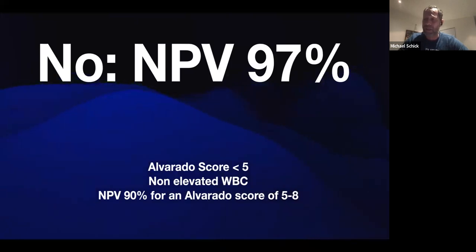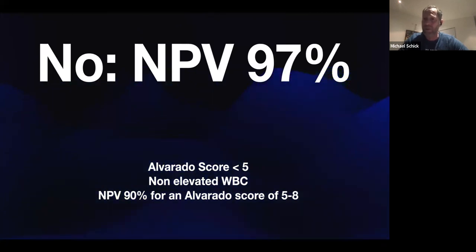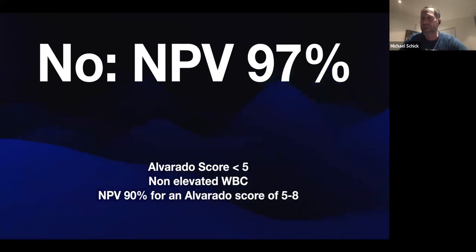This was actually really significant for me, because I would have all these cases all the time where they couldn't find the appendix, but to have no secondary signs is very reassuring. And a lot of these patients can be watched at home to see if their symptoms get better or worse. If they have an elevated white blood cell count, or their Alvarado score is a little bit higher for any reason, the negative predictive value is still good, 90%, if they have no secondary signs. If it's higher than that, then you would consider maybe watching these patients in the hospital.